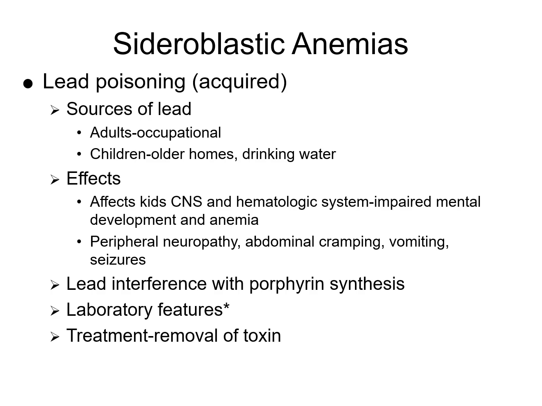For the mechanism, how lead affects porphyrin synthesis: lead actually inhibits the enzymes in heme biosynthesis. This results in accumulation of toxic intermediates and defective heme production, which leads to sideroblastic anemia. As far as the lab side, we will see an elevated free erythrocyte protoporphyrin. We will see basophilic stippling of red blood cells on peripheral smear, and we may see the presence of a ring sideroblast in bone marrow.